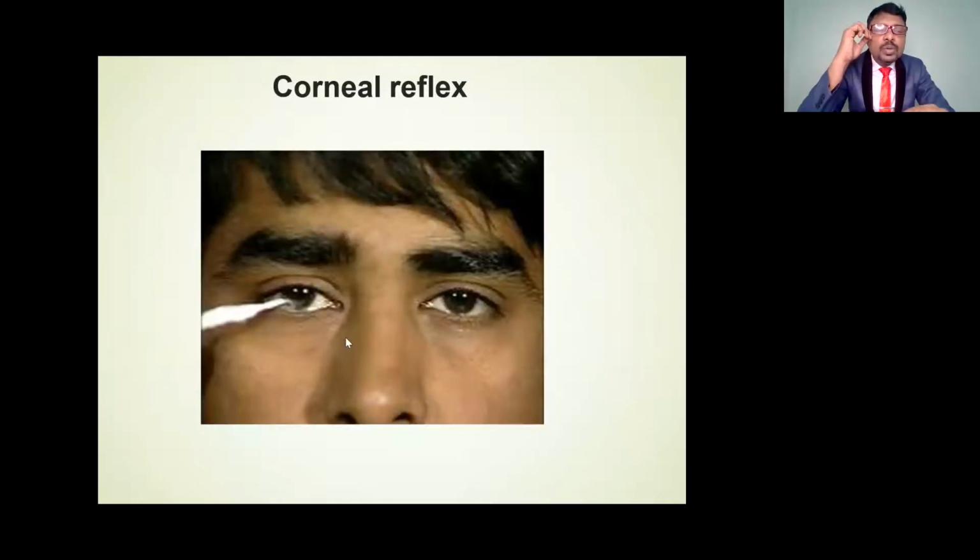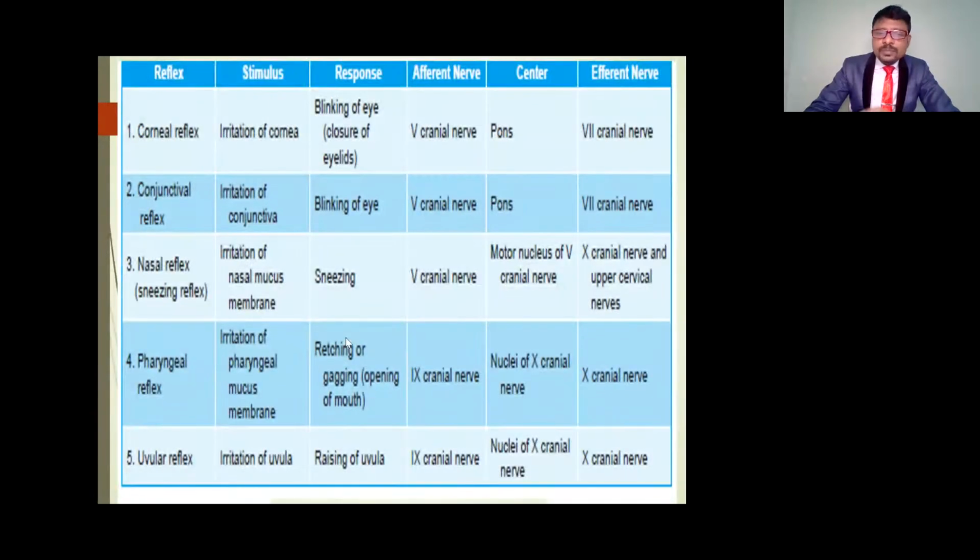So the person is going to respond because of the stimulus. We are giving the stimulus with a piece of cotton, so he's going to get the blinking of the eyes. That is the normal response. If the person is unable to blink the eyes, it indicates they're having a problem in the fifth cranial nerve, that means the trigeminal cranial nerve.